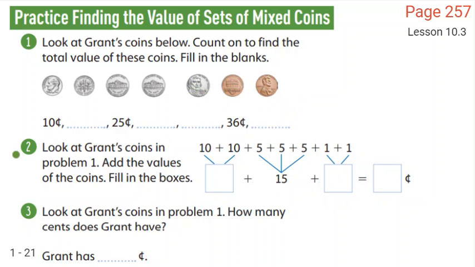Number 2. Look at Grant's coins in problem 1. Add the values of the coins. Fill in the boxes. So again, 10 plus 10, boom. 5 plus 5 plus 5. Remember, we're counting by 5s. 5, 10, 15. It's already there. 1 plus 1. I'm sure you can figure that one out. Number 3, look at Grant's coins in problem 1, which is up here. How many cents does Grant have? So just take your total here, and it goes right there.